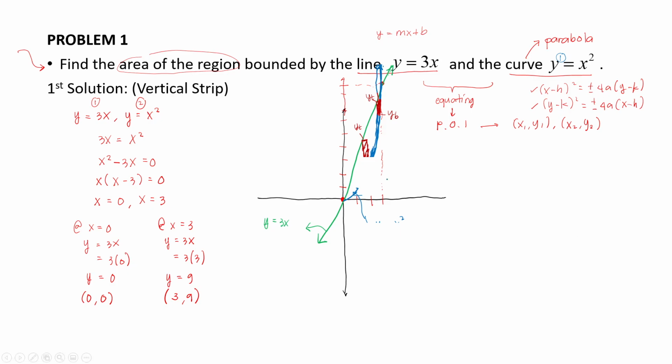So most likely the blue graph, y equals x squared, will become the y bottom. And then the green graph, y top is equal to 3x. Okay?